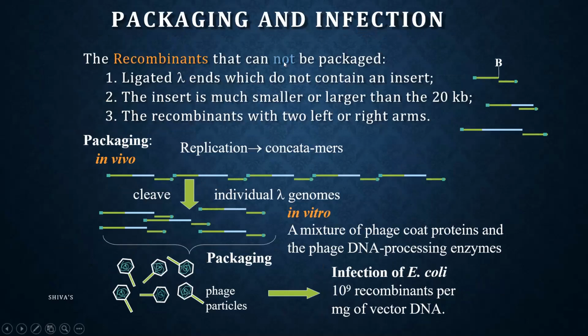Packaging and infection is a routine process of DNA replication. The non-recombinants are not packaged here. They are ligated lambda ends which do not contain an insertion, since the insertion is much smaller than 20 kb. The recombinants are left arm to right arm. You can see this is a cleavage. Now it will be packaged in the infected cells, and they can give 10⁹ recombinants per microgram of vector DNA. So it is a high ratio of recombinants.